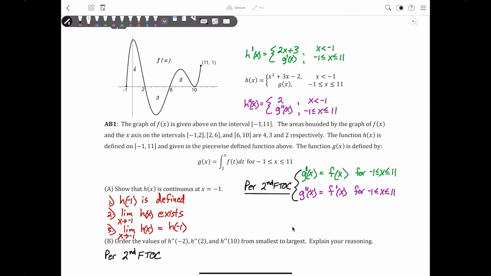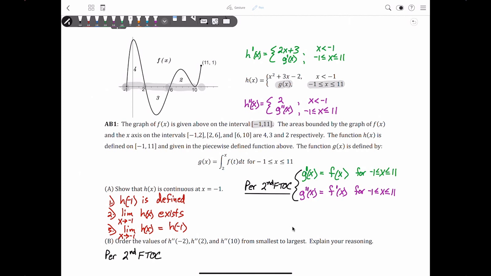The question asks, the graph of f of x is given above on the interval from -1 all the way to 11. So we know where it's defined, from here to here. The area bounded by the graph of f of x and the x-axis on the intervals -1 to 2, that's this one here, then 2 to 6, and then 6 to 10, are 4, 3, and 2 respectively. So we keep reading and we see it says given the piecewise function defined above.